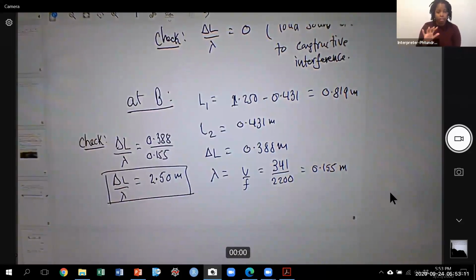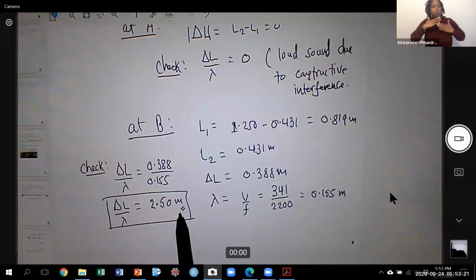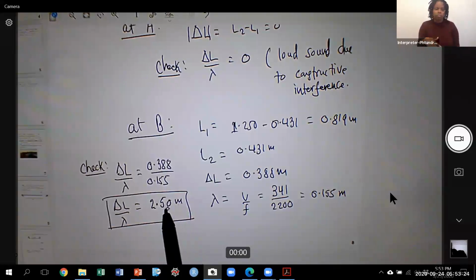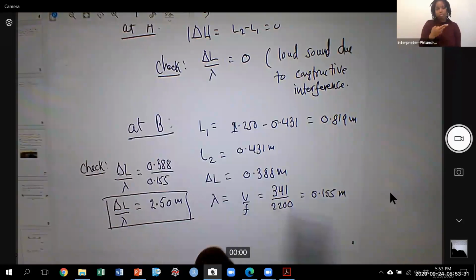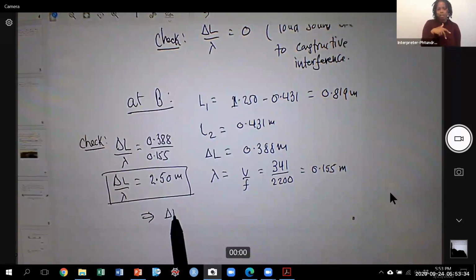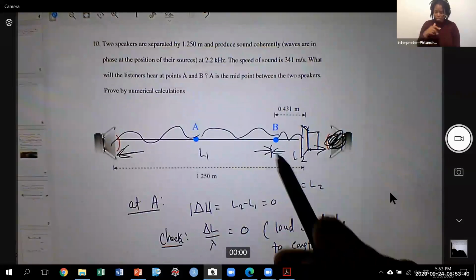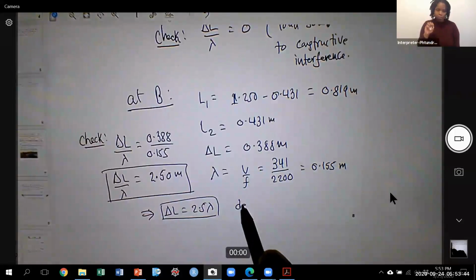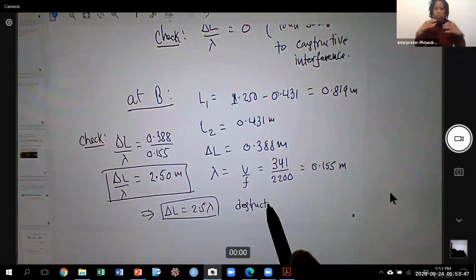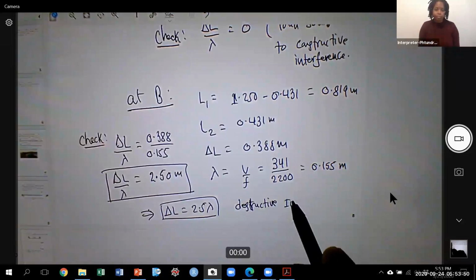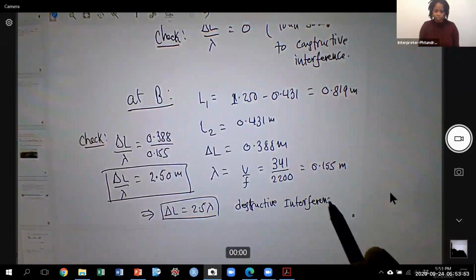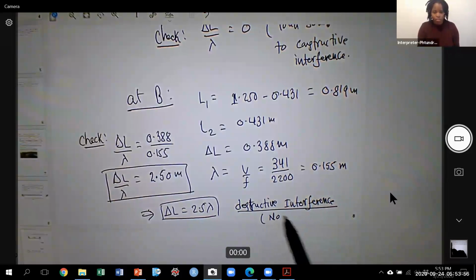So then is it a quiet spot or loud spot? It's a quiet spot, right? Why? Because this is the criteria for destructive interference: the path length difference is 2.5 times lambda. The two sound waves reaching here will meet out of phase. So it's a destructive interference. No sound, ideally no sound.